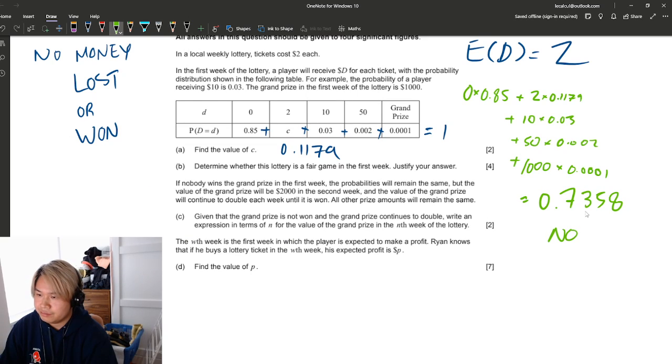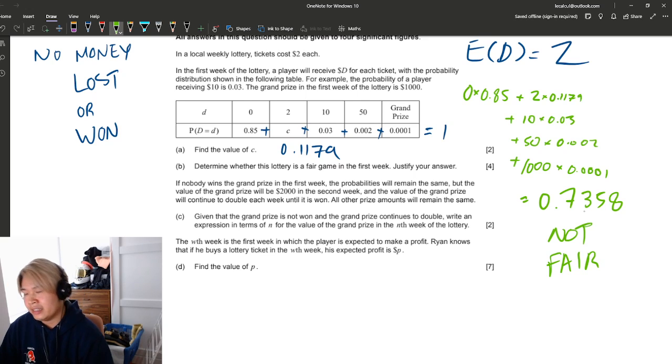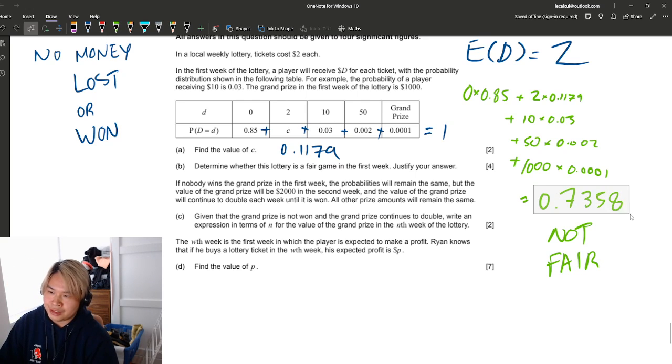So, not fair. This means because you're paying $2 and on average the game is going to award you 73 cents, it's not fair. You're not earning back as much money as you spend on it.